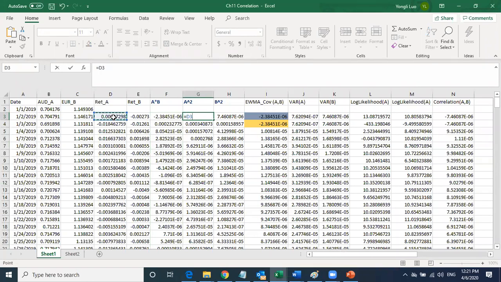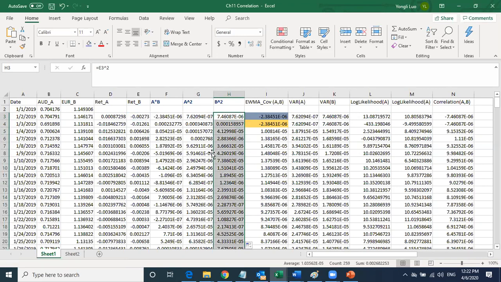Then you square the return of A. Remember, this is the variance. You click enter. Then you square the return of stock B, and then you double click. Now you can see this is the covariance, this is the variance of stock A, and this is the variance of stock B.